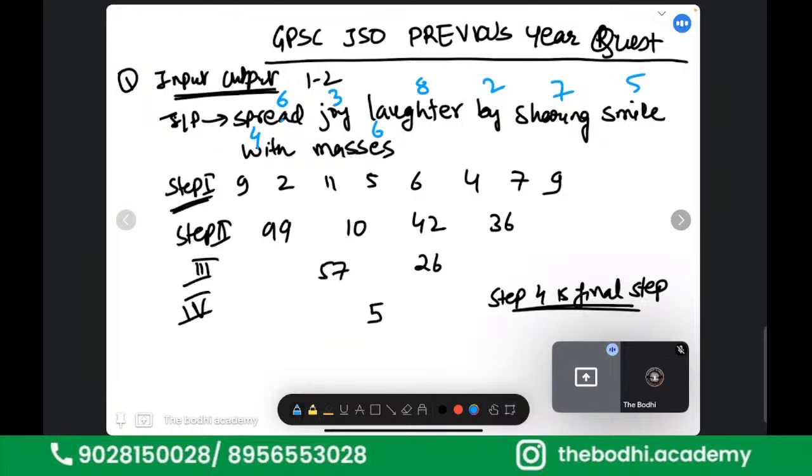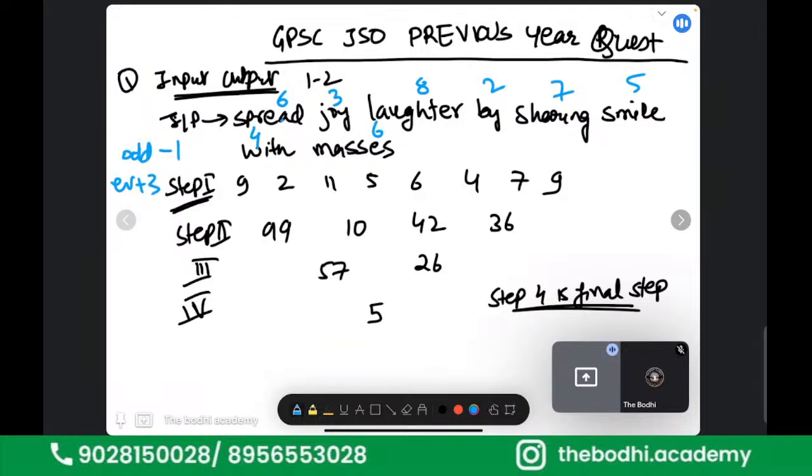So now compare the number of letters to step 1. What do we have? 6 is compared to 9, 3 is compared to 2, 8 is compared to 11, 2 is compared to 5, 7 is compared to 6, 4 is compared to 5, and 7 is compared to 4, 4 is compared to 7, and 6 is compared to 9. Now what is happening here? If you see, all the odd numbers are subtracted by 1, and all the even numbers are added by 3. So all the odd numbers are minus 1, all the even numbers are plus 3.